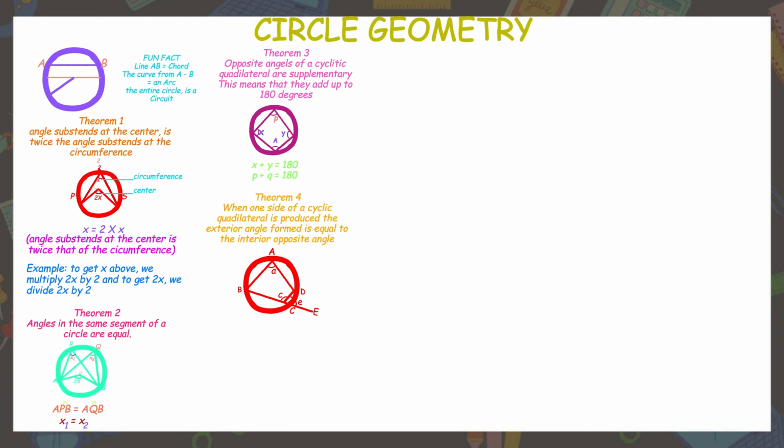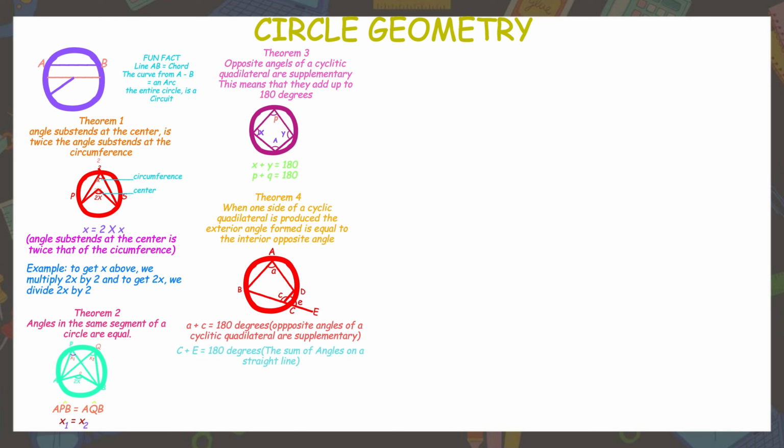Now, this is cyclic because we have the 4 vertices touching the circle. Now, this is the line produced, the exterior line produced. Remember that A and C are equal to 180 from theorem 3, which says that opposite angles of a cyclic quadrilateral are supplementary, so they add up to 180 degrees.